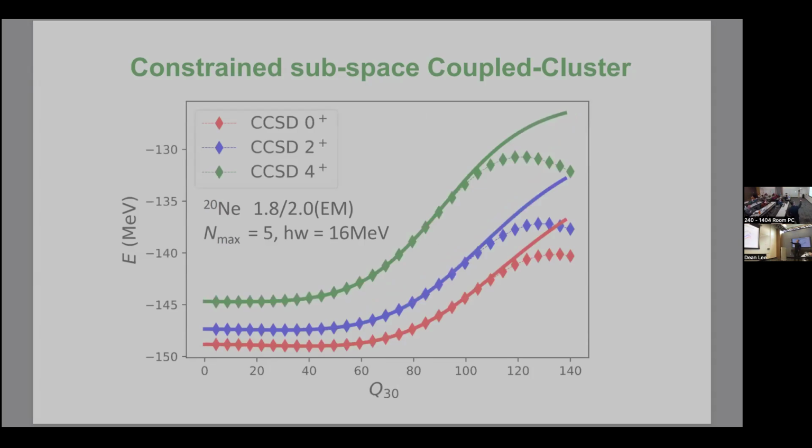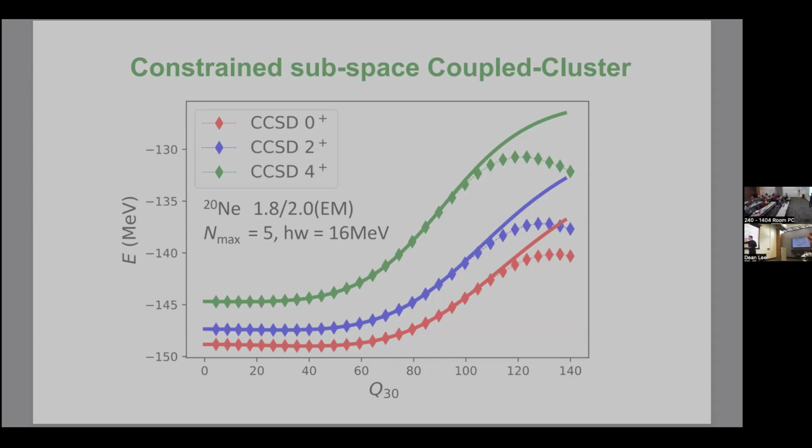These are now showing the projected 0 plus, 2 plus, and 4 plus states as a function of the octupole deformation here. Again, now we have 6 training points. The diamonds are the exact calculations, and the solid lines are subspace coupled cluster predictions. And you can see, it's difficult to see, but there is a minimum around here. It's very flat, but this is for the 0 plus projected state.